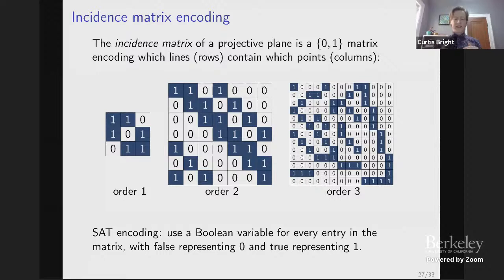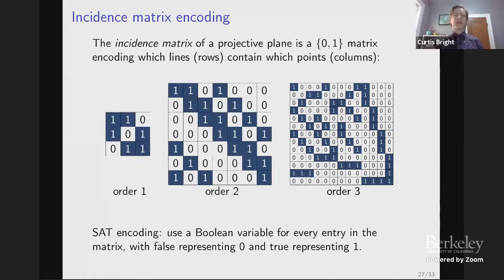So you take your lines of the plane, you make them rows of this incidence matrix. You take your points of the plane, you make them columns of the matrix. And then if you take the ith line, and if it contains the jth point, you put a 1 in the ijth entry here. Otherwise, it'll be a 0. So in the SAT context, you have a variable for every entry in the matrix, and the variable is going to be true if that entry is a 1, and false if the entry is a 0, right? So you just define a bunch of variables.